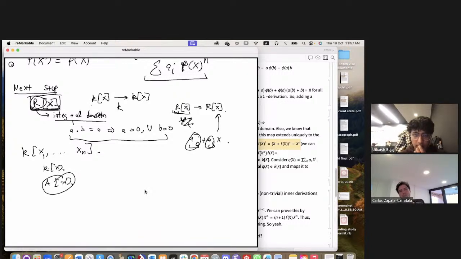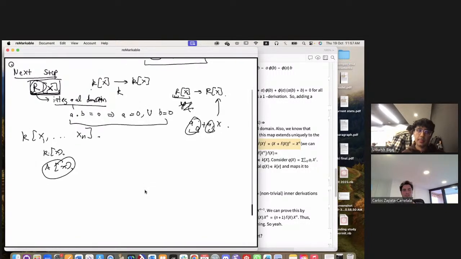I think the real informative template examples that we really want to explore are the k[x,y], right? Because it's an interesting result, polynomials in x, the correspondence between one derivations and zero derivations.